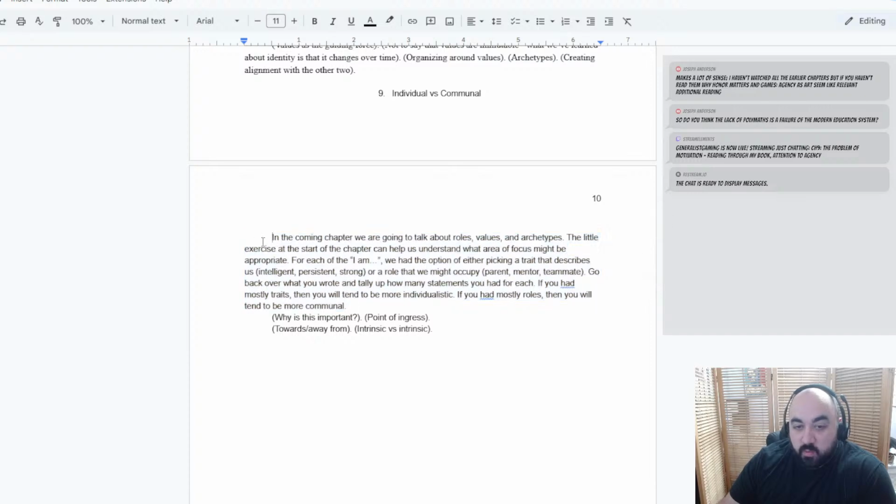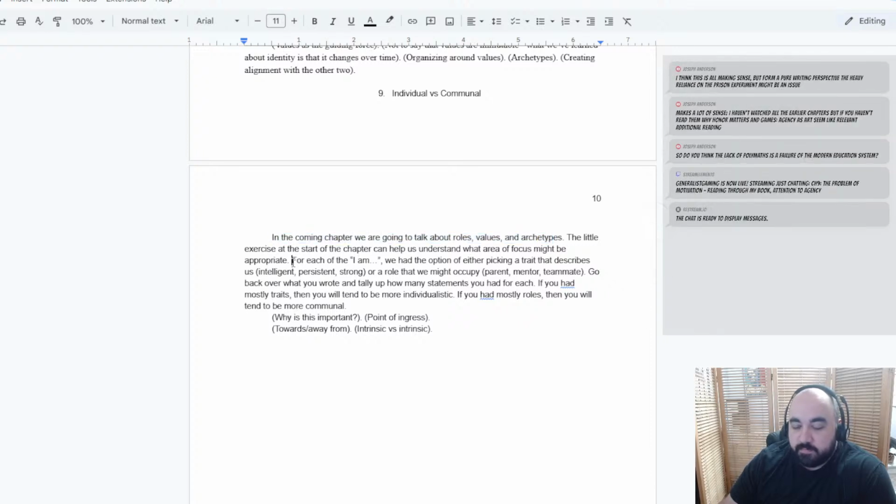In the coming chapter, we're going to talk about roles, values, and archetypes. The little exercise at the start of the chapter can help us to understand why the car is loud outside and what area of focus might be appropriate. For each I am, we have the option of either picking a trait that describes us, intelligent, persistent, or strong, or a role that we might occupy, parent, mentor, teammate.